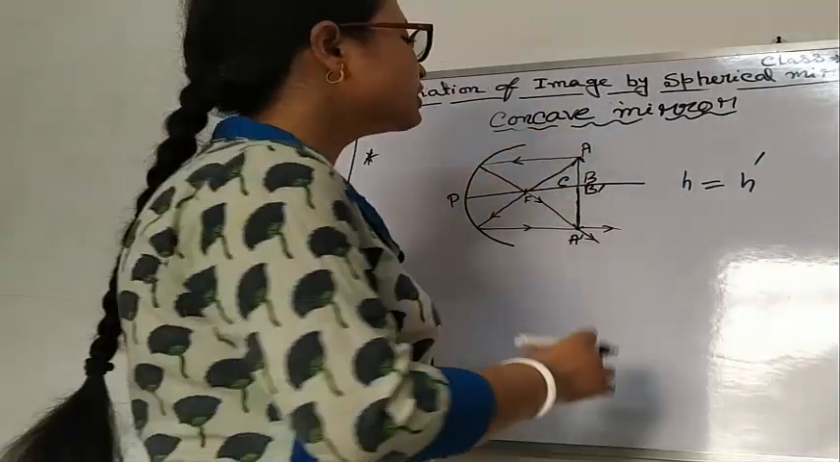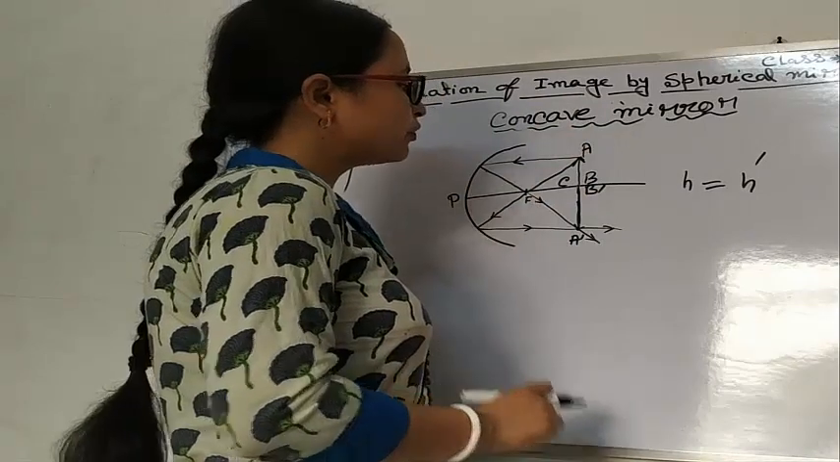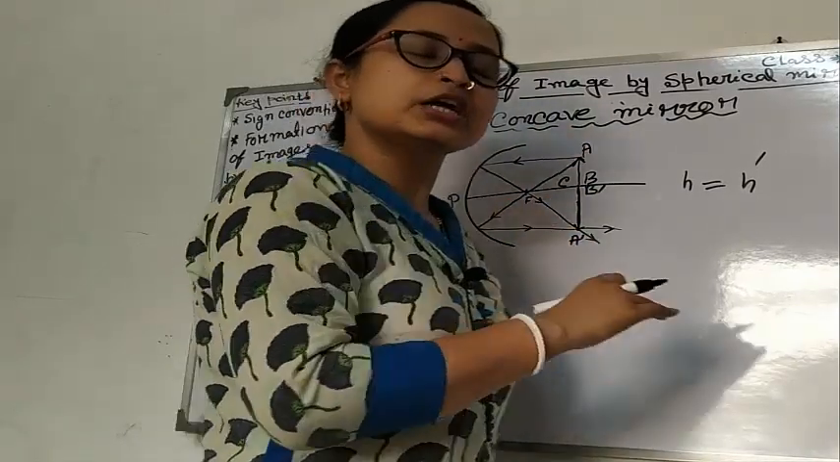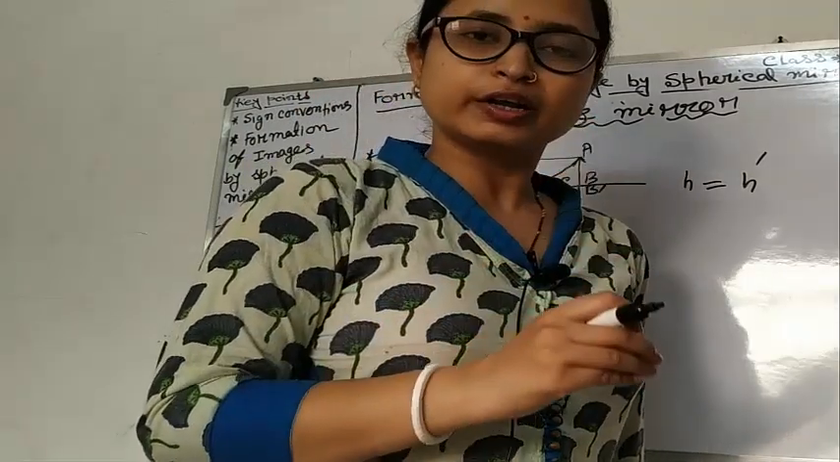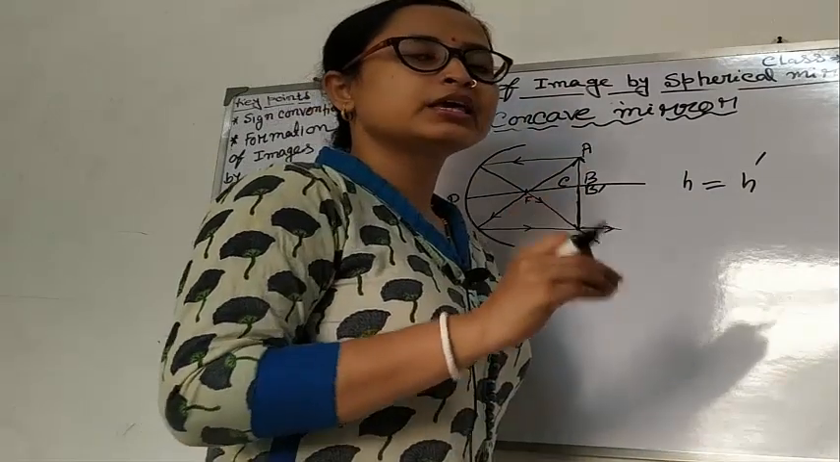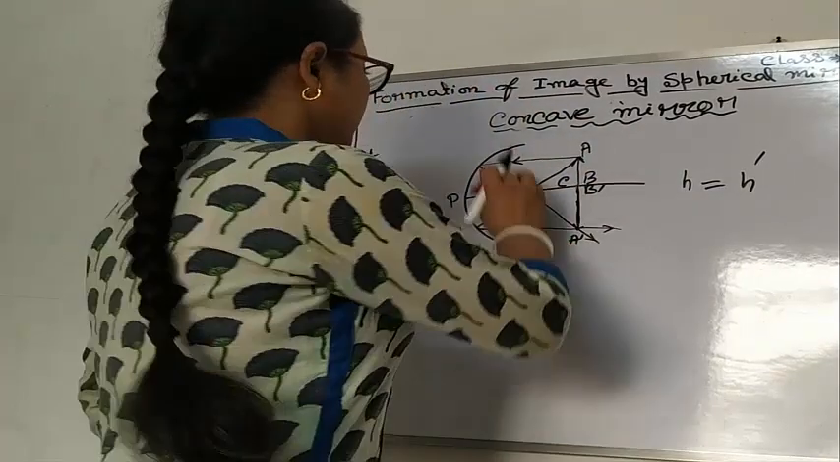Now if we place the object at the center of curvature, then what happens? The image is also formed at the center of curvature, and the nature of the image is inverted, real, and the size of the image is the same as that of the object. Now let us learn the next part.